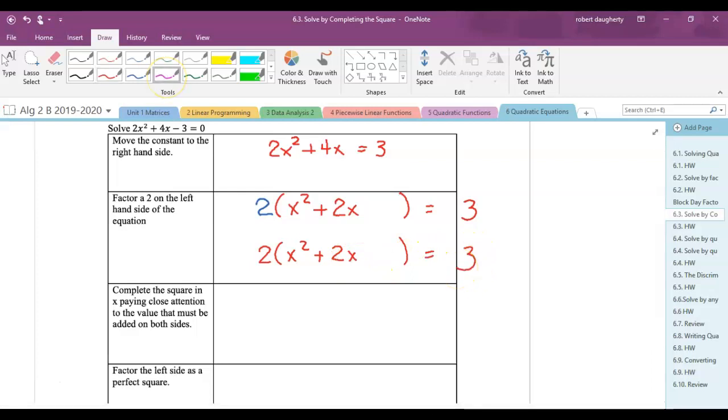Now look inside this box. How would I complete the square here? Did I do something wrong? Yeah, I'm about to do something. What has to happen? Half of 2 is what? 1. So I need to add 1 squared. Okay. Now, what did I add to the left side of the equation? I did not add 1 squared. What did I do?